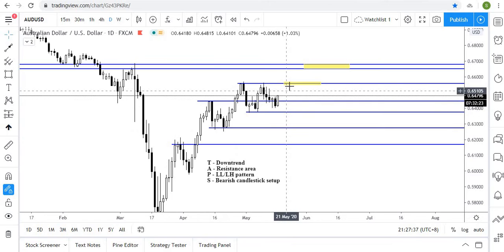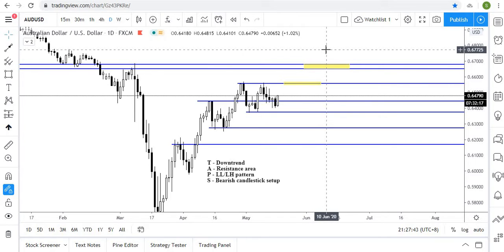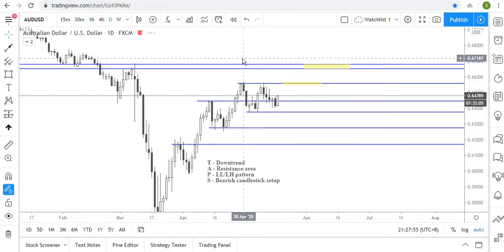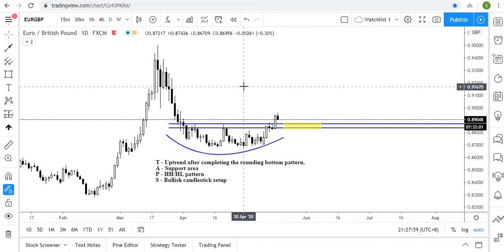We have to wait for the price to get close to this yellow resistance area, then we will look for a sell signal, or in a lower time frame look for lower low, lower high patterns, to find entry levels. So this is for AUDUSD, and the next pair will be EURGBP.